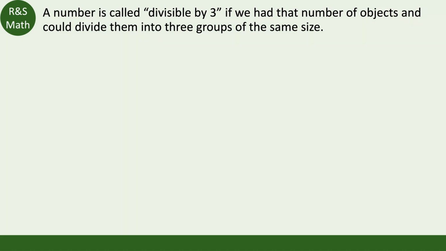Let's think about how many pencils we would have to have so we could divide them equally among 3 people, so that each person had the same number of pencils. If we had 1 or 2 pencils, we couldn't divide them equally among 3 people. But if we had 3 pencils, we could do this. Each person would get 1 pencil. So we say that 3 is divisible by 3.